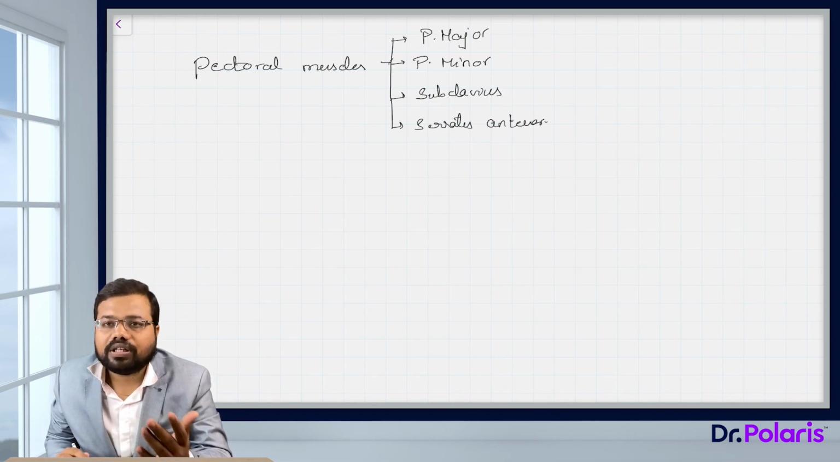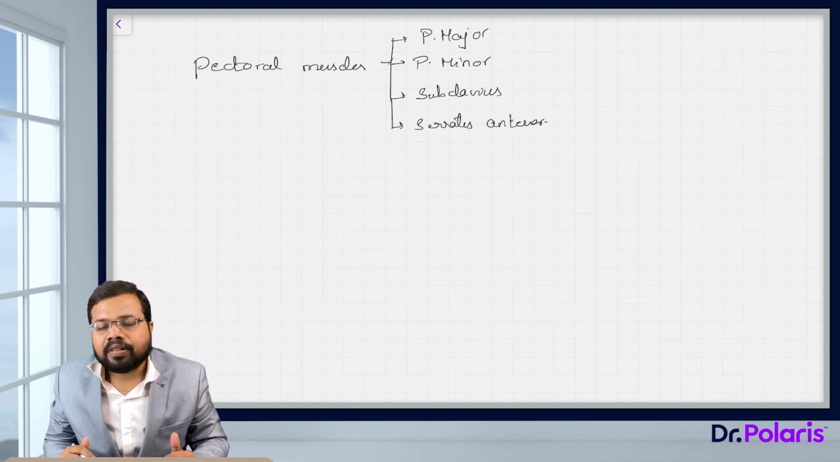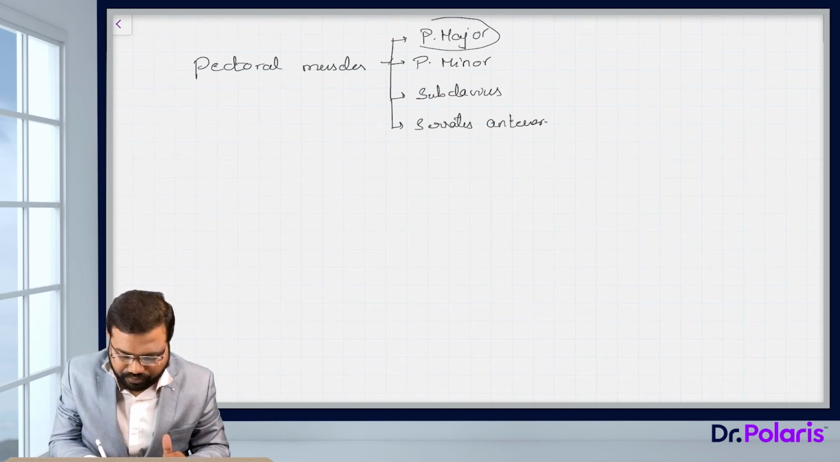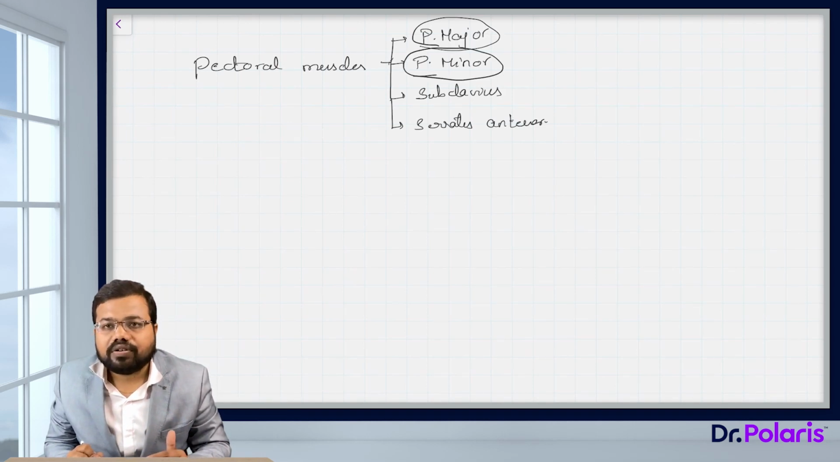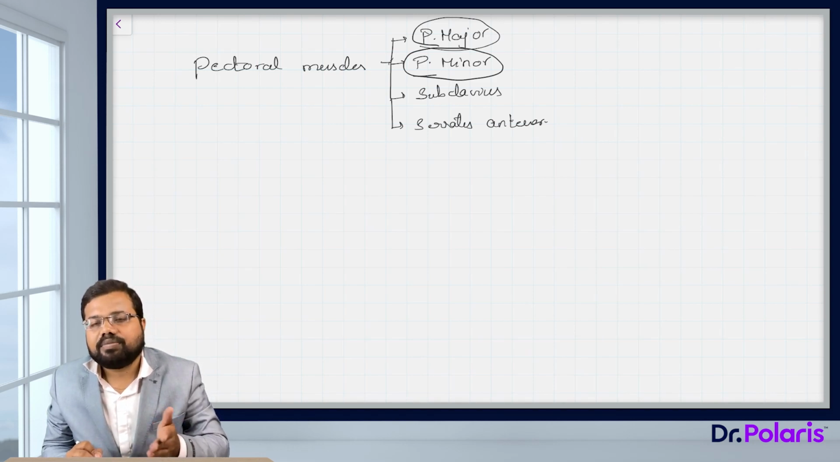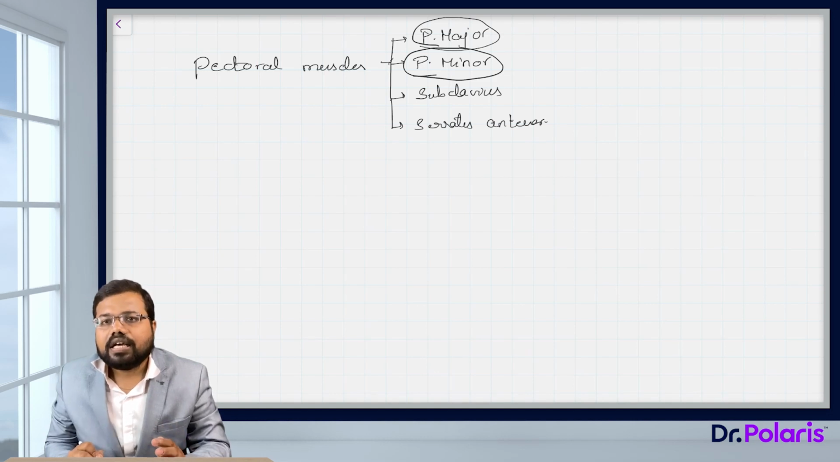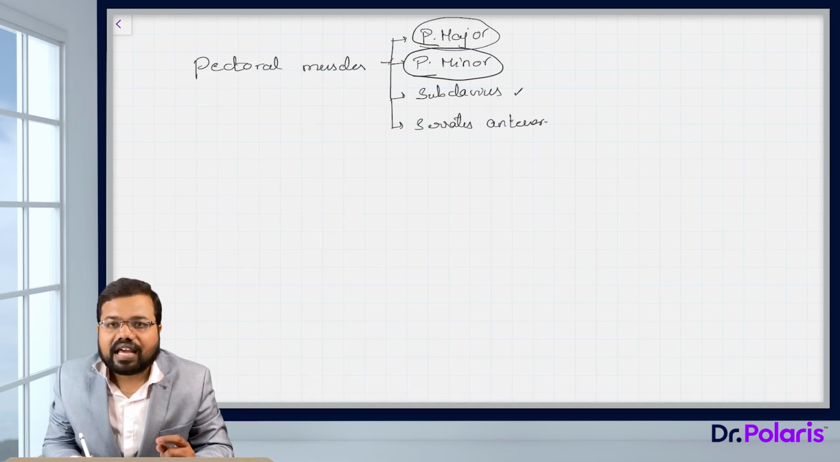Now, once we reflect the deep fascia, we will see the pectoral group of muscles. So, what are these pectoral group of muscles? One is pectoralis major. Second is pectoralis minor. The names major and minor are given based upon their size. The one which is larger is called pectoralis major and the smaller one is called pectoralis minor. Apart from these 2 muscles, there are 2 more muscles present. One is a small muscle called subclavius and the other is serratus anterior.